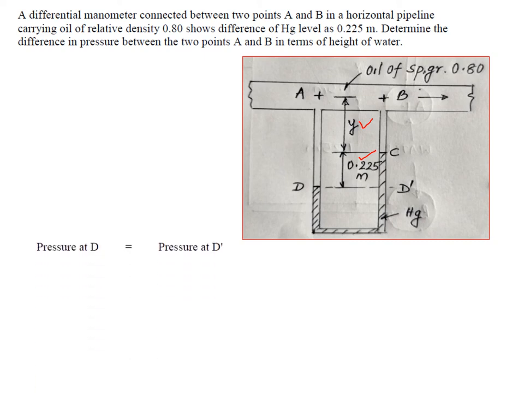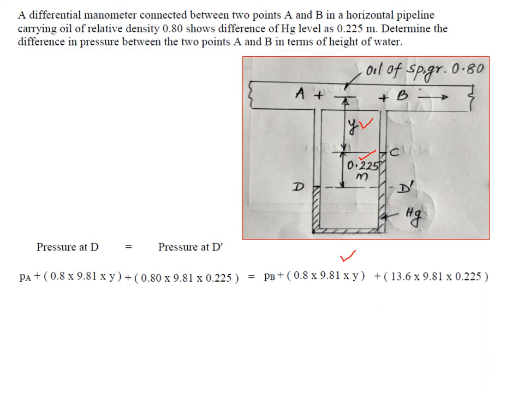Therefore we start at A, so PA. We come down by Y, but it is oil, so 0.8 and 9.81 into Y. As we move downwards, pressure increases. Then again we move down by 0.225 to reach D, so again 0.8 into 9.81 into 0.225. That should be equal to the pressure at B. As we move downwards, Y again we have oil, so 0.8 into 9.81 into Y. Then for the distance CD, it is mercury, so 13.6 into 9.81 into 0.225.